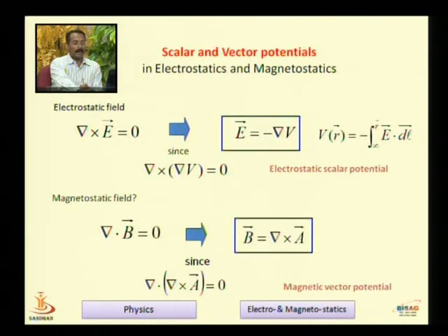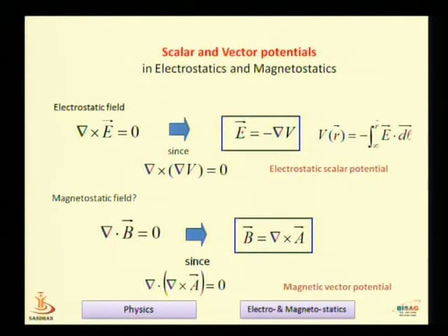Similarly, for a magnetic field, since the divergence of B is 0, we can represent the magnetic field by a vector potential. In case of electrostatics, since the curl of electric field is 0, we can represent it by a scalar potential, but in case of magnetic field, one has to define a vector potential. So this is all about electrostatics and magnetostatics.